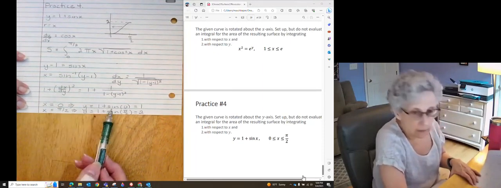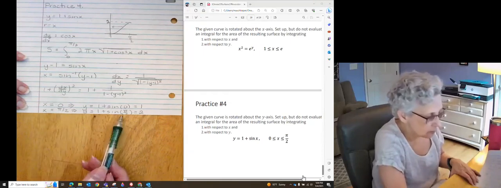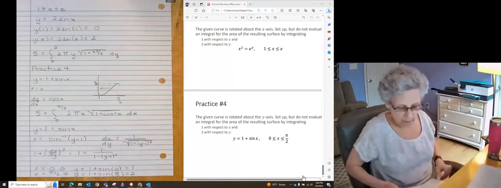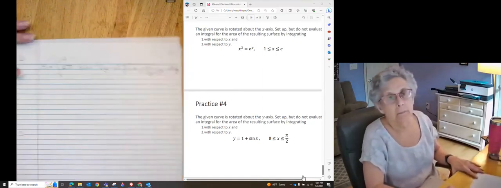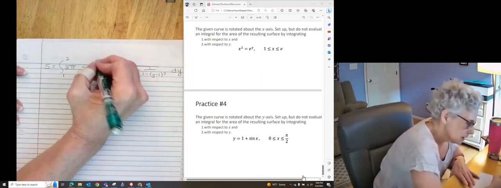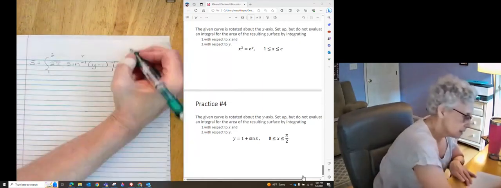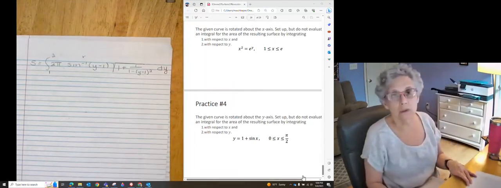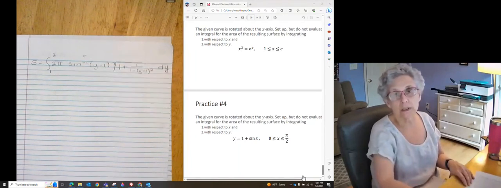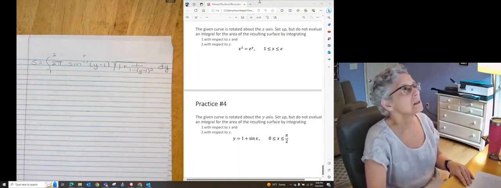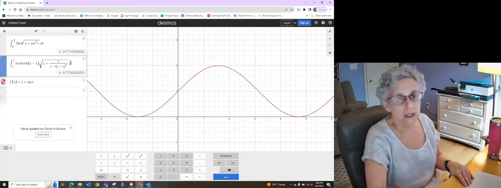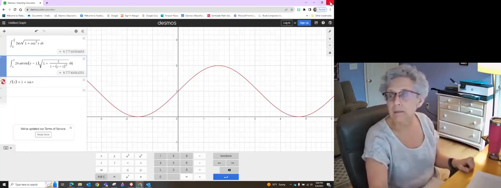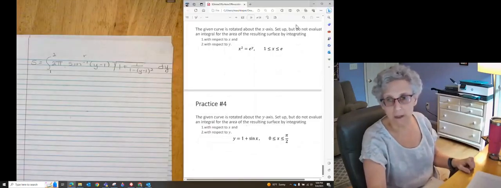If x is equal to 0, then y is equal to 1. If x is equal to pi halves, then y is equal to 2. And the worst part of this one is that I had to use a whole nother sheet of paper just to write down the answer. So 2 pi times your radius, which is x, and then your arc length part, which is the square root of 1 plus your derivative squared. And again, this time I went ahead and plugged it into Desmos, and I get the exact same answer both ways. So life is good, feeling good about myself, even though I didn't have to integrate those.